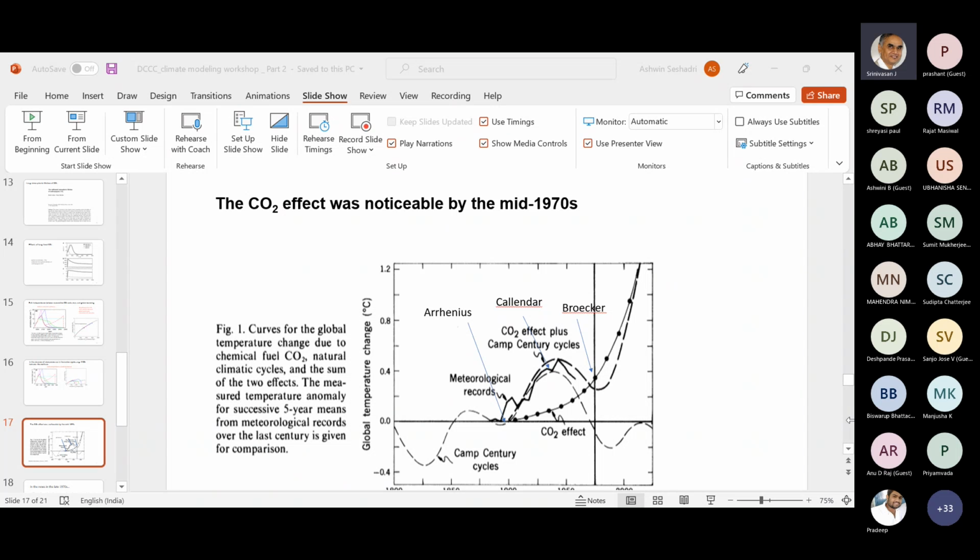If that is not there, there is no question of treating respiration of all living beings as being a source of CO2. It cannot be. It's a part of the natural cycle.